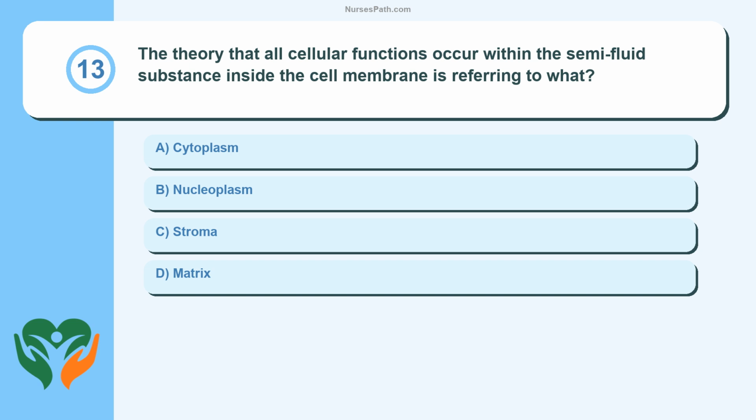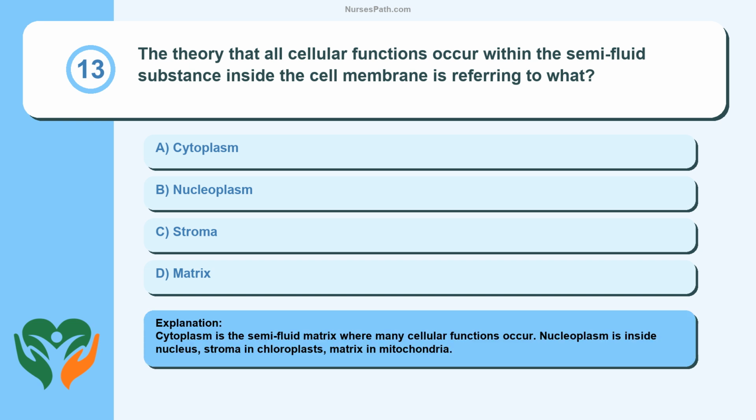Question 13. The theory that all cellular functions occur within the semi-fluid substance inside the cell membrane is referring to what? Cytoplasm. Nucleoplasm. Stroma. Matrix. Cytoplasm is the semi-fluid matrix where many cellular functions occur. Nucleoplasm is inside the nucleus, stroma is in chloroplasts, and matrix is in mitochondria.